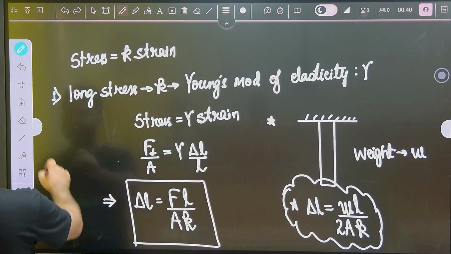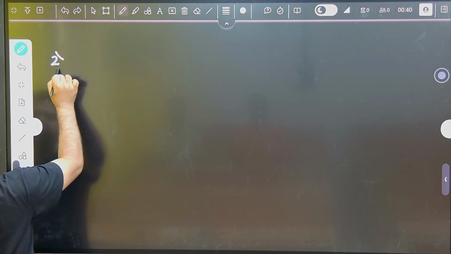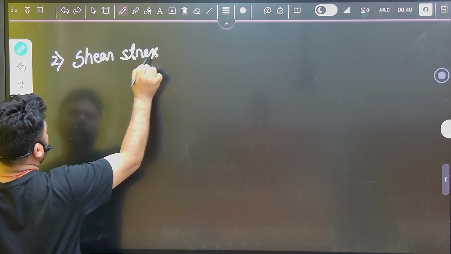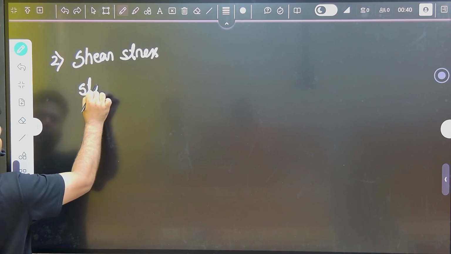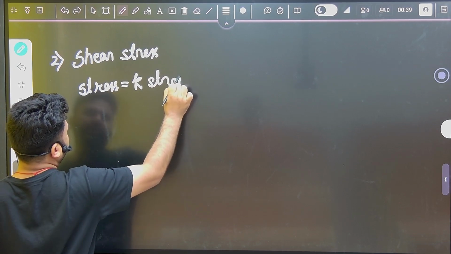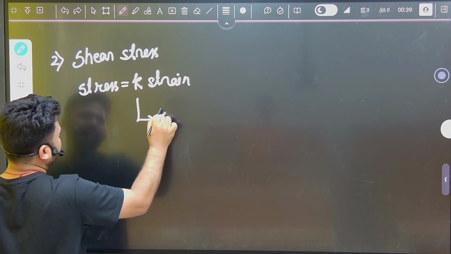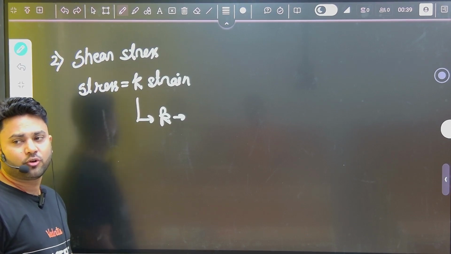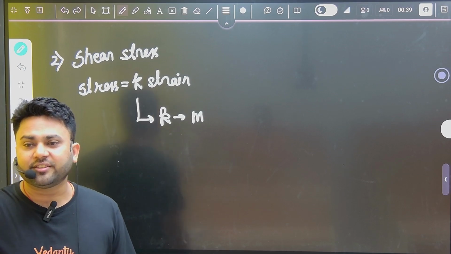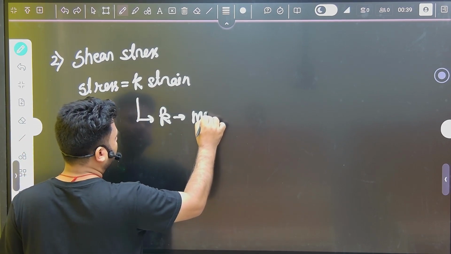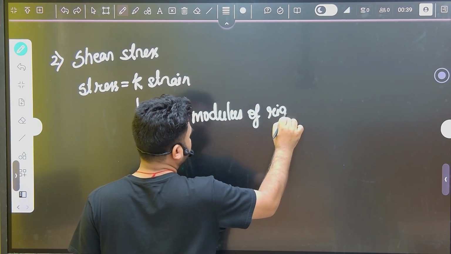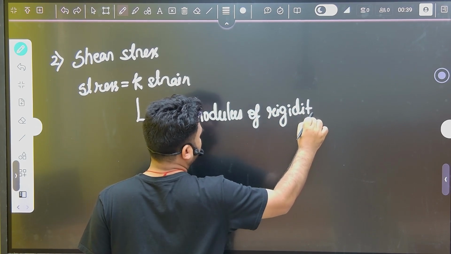Correct? Second, if we talk about shear stress, same formula: stress is directly proportional to strain. Stress equals some constant times strain. But here, this constant has a special name, and it is called modulus of rigidity. Like in longitudinal stress, it was Young's modulus; here it is called modulus of rigidity, and sometimes it is represented by the letter G.